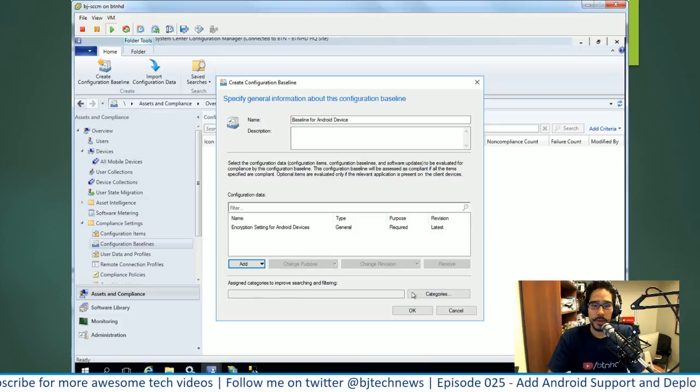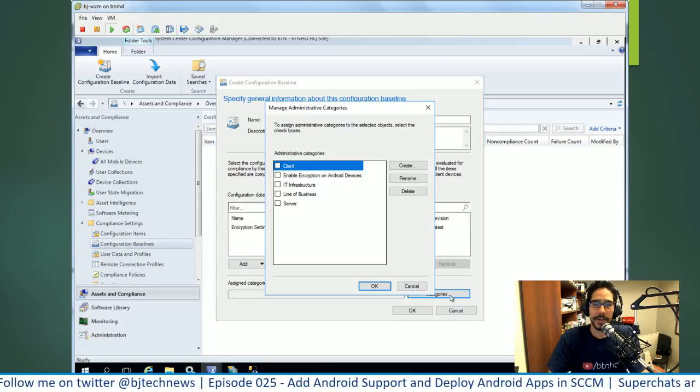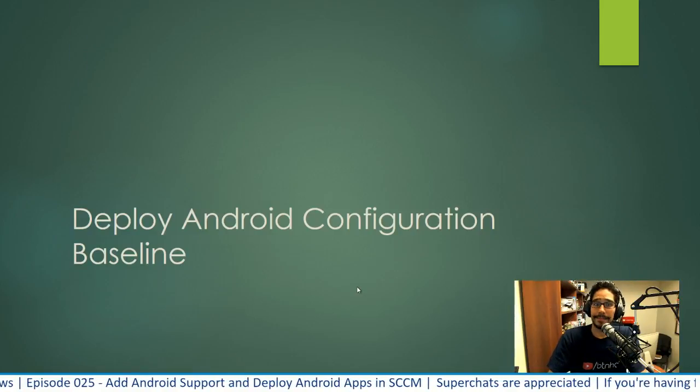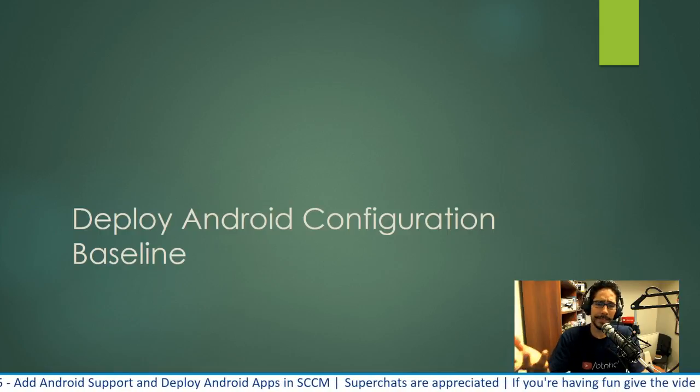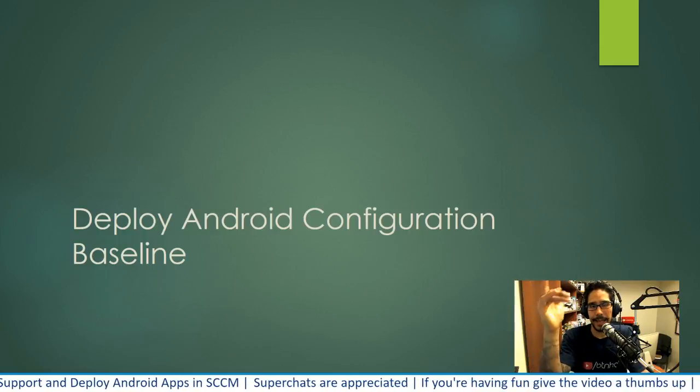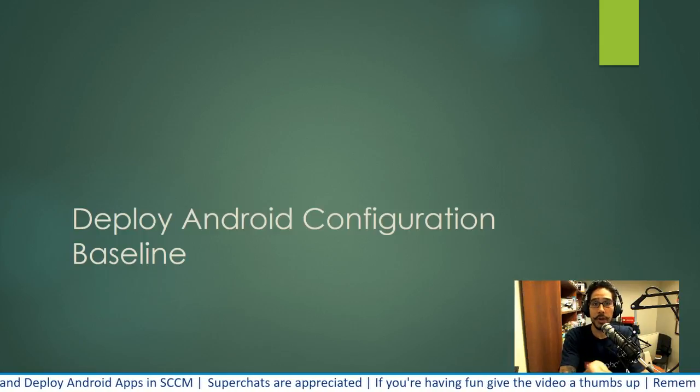Now, if you want, you could also assign a category to improve searching and filtering. This is great within your SCCM console if you're doing a lot of searching and stuff. So I clicked on it, and I chose enable encryption on Android devices. You could create one on the spot if you want, and click OK. And that's it. That's the configuration baseline. It's super simple. The configuration baseline is basically assigning a configuration item that you created for your devices.